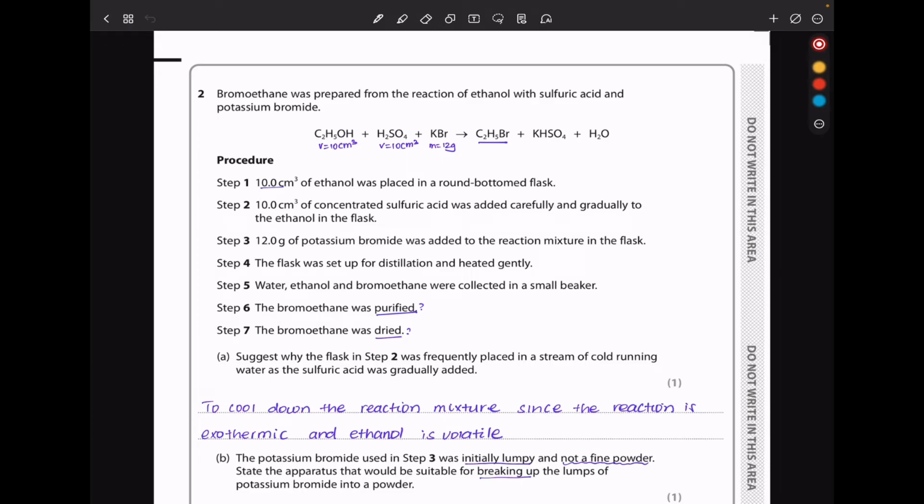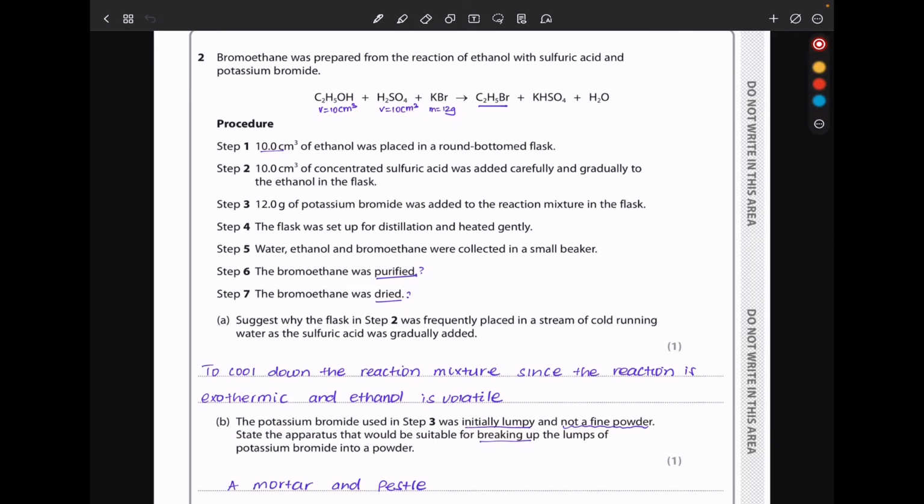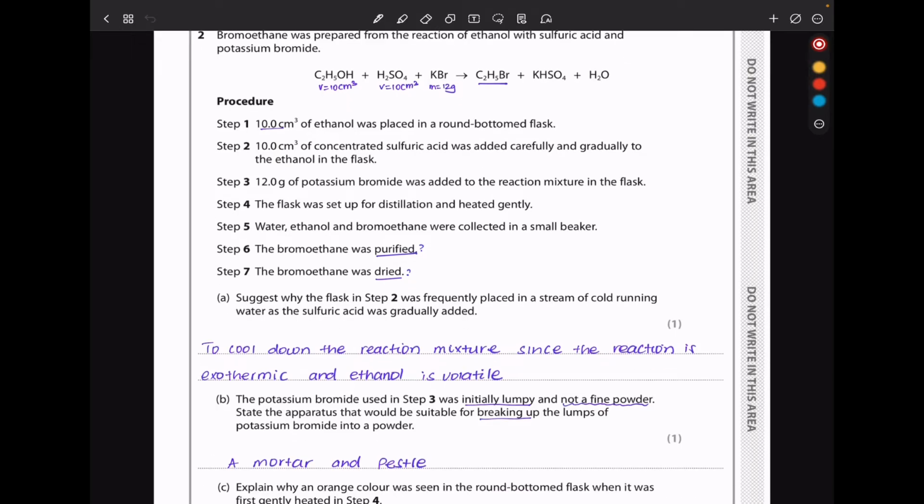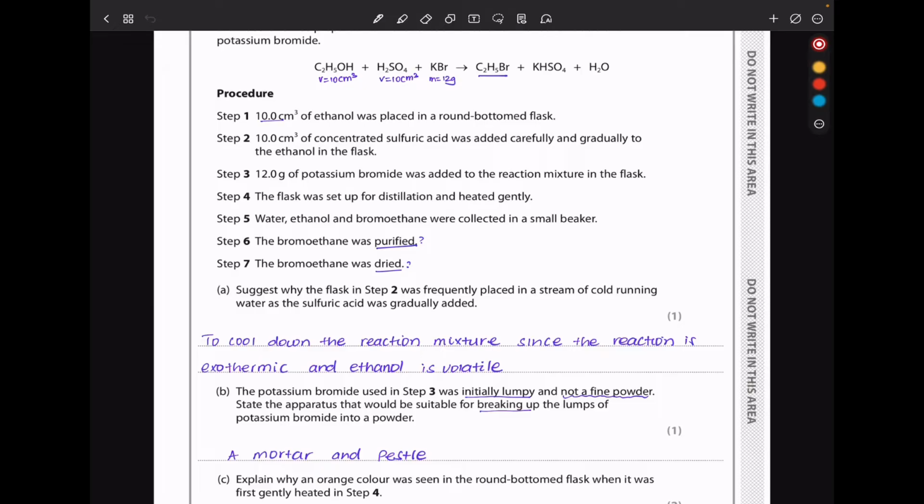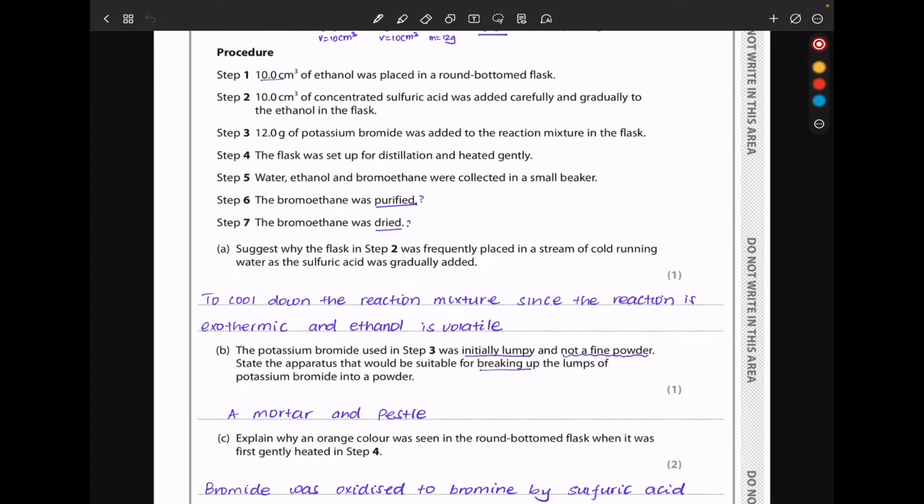In question 2, bromoethane was prepared from the reaction of ethanol with sulfuric acid and potassium bromide. So we can see the equation for the reaction, and the procedure says in step 1, 10 cm³ of ethanol was placed in a round bottom flask. In step 2, 10 cm³ of sulfuric acid was added carefully and gradually to the ethanol in the flask. In step 3, 12 grams of potassium bromide was added to the reaction mixture in the flask.